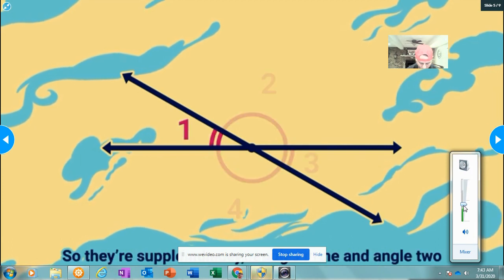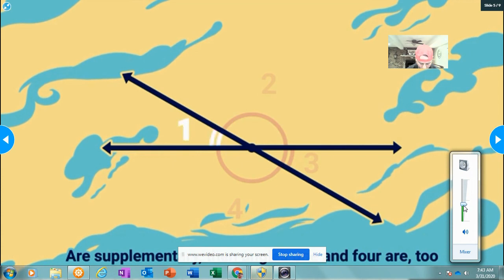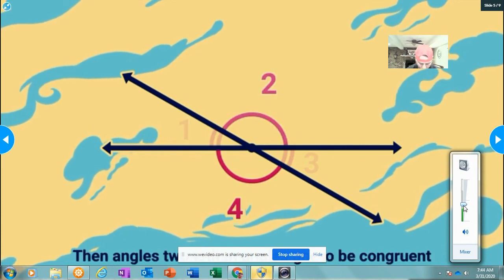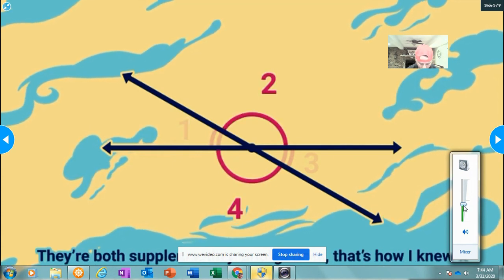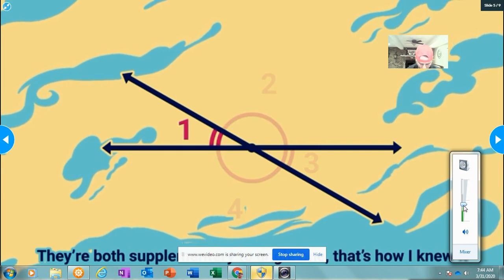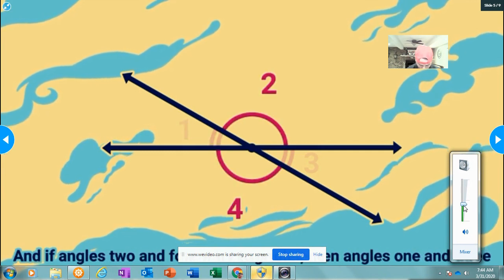Then angles 2 and 4 have gotta be congruent. They're both supplementary to angle 1. That's how I knew it. And if angles 2 and 4 are congruent, then angles 1 and 3 must be congruent because they're both supplementary to angles 2 and 4. Now, do you want more?